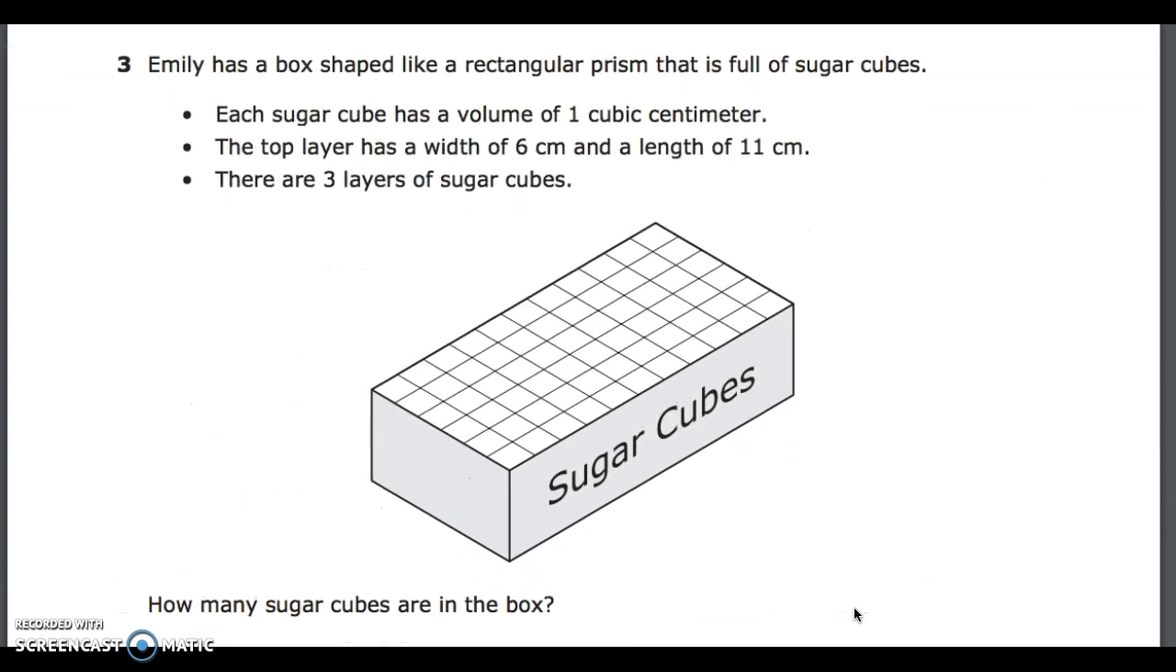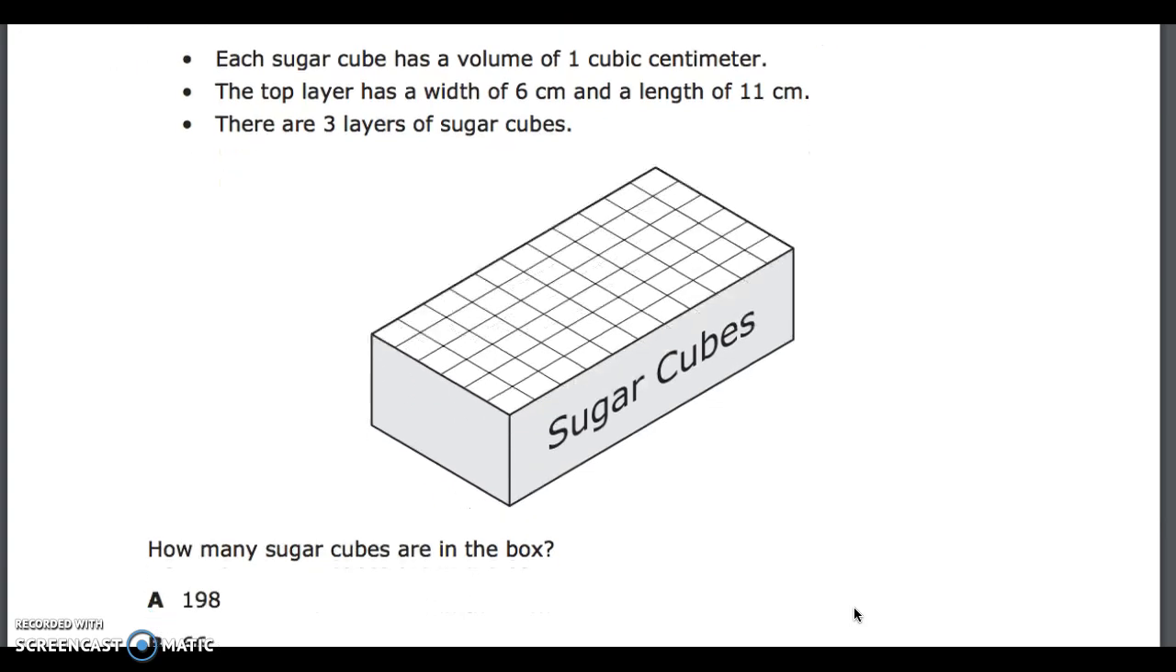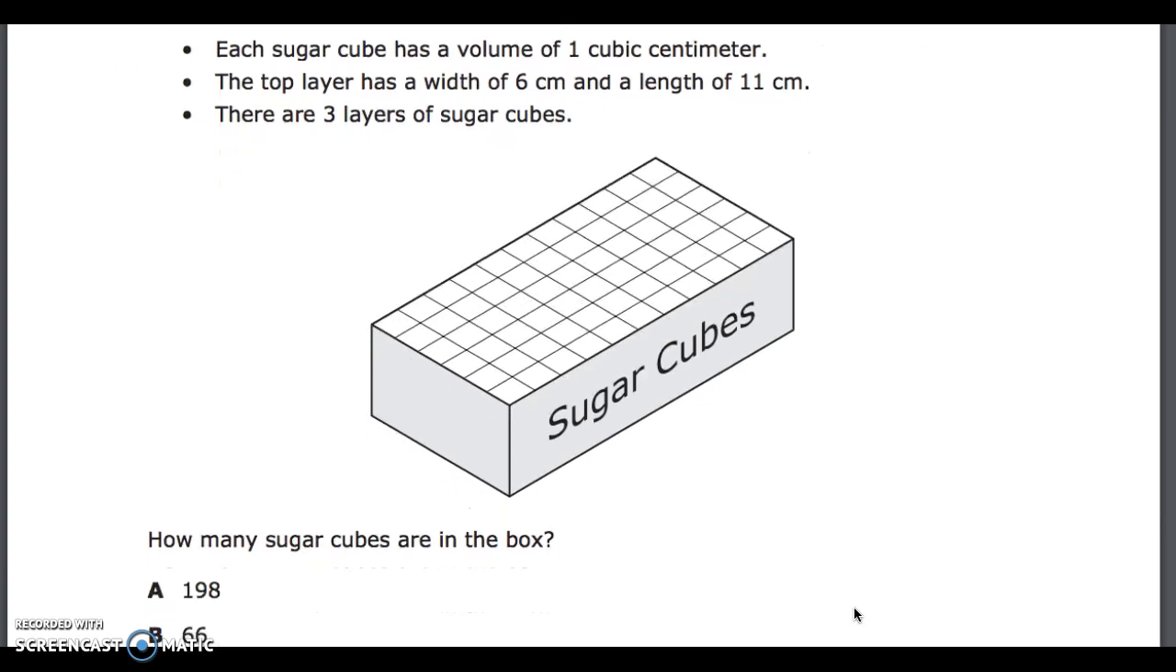Number 3. Emily has a box shaped like a rectangular prism that is full of sugar cubes. Each sugar cube has a volume of 1 cubic centimeter. The top layer has a width of 6 centimeters and a length of 11 centimeters. There are 3 layers of sugar cubes. How many sugar cubes are in the box?